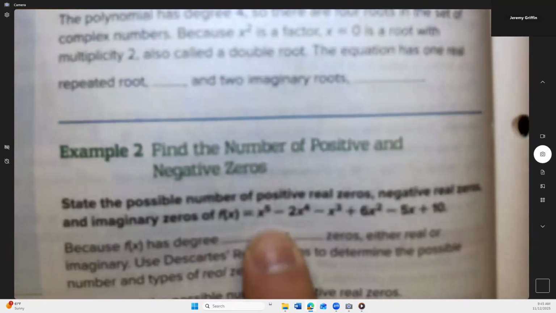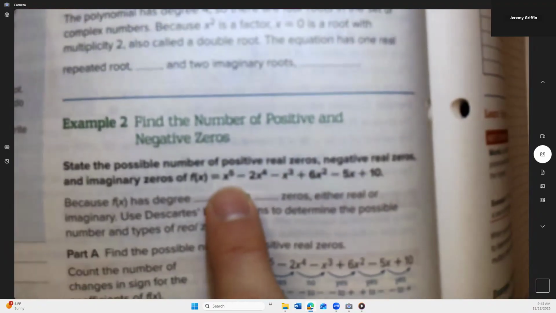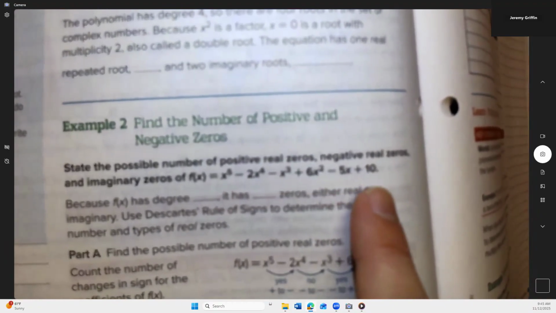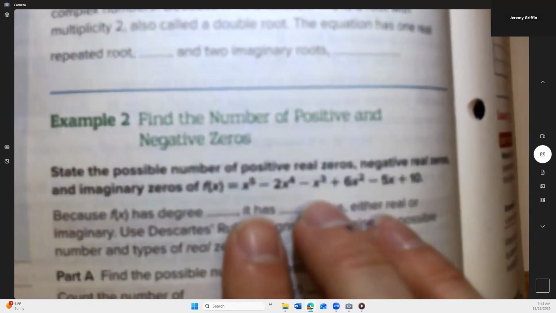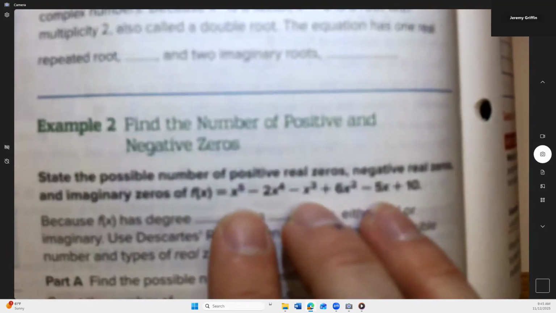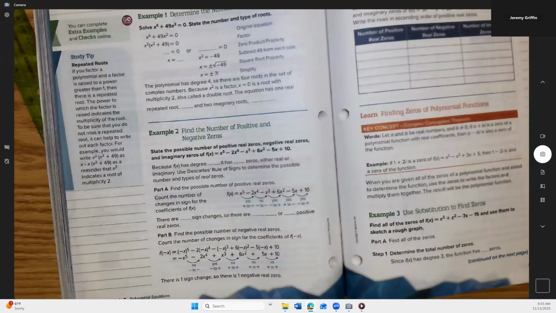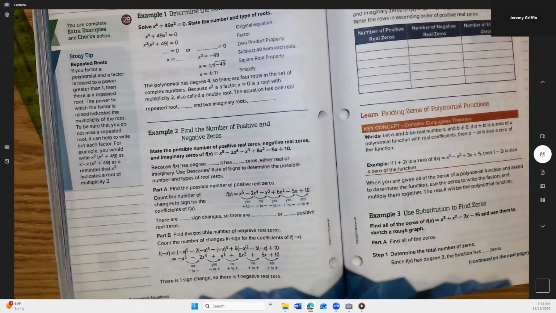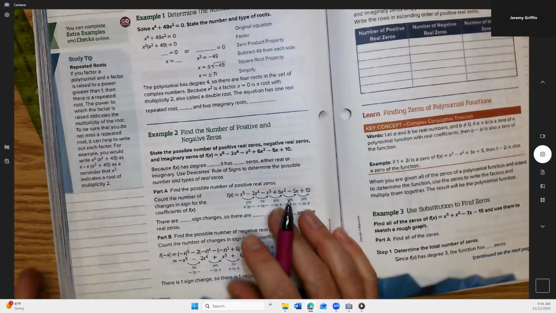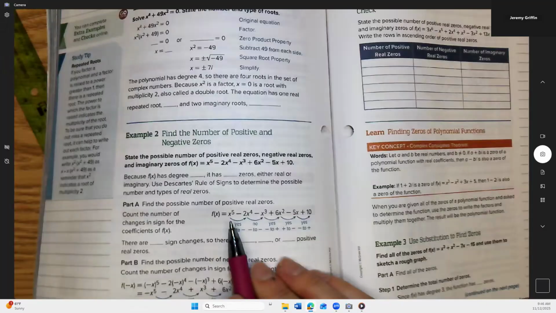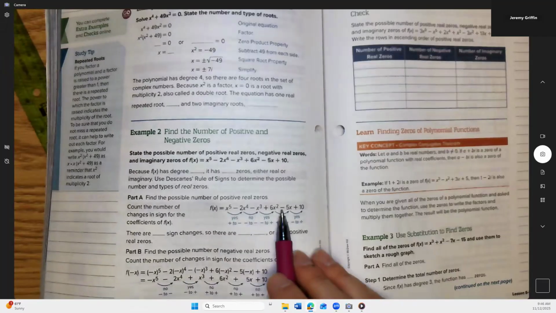So if I go right down to their example right here, they have x to the 5, x to the 4 term, x to the 3 term, and so on all the way down, x squared, x, and then a constant. Okay. Let's look at the signs on these terms. So it goes positive, negative, negative, positive, negative, positive.